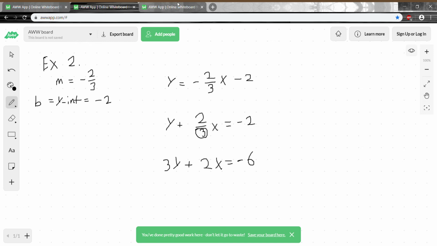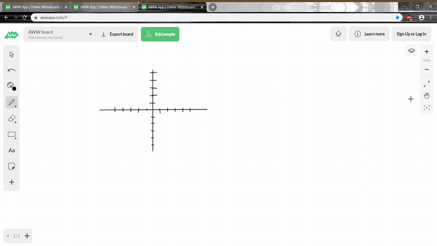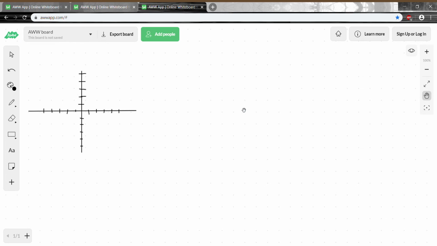Okay, so we're going to go to example 3 in your book. I have drawn a coordinate sheet for us. So let's see how it works. Now, the slope determines how steep the line is. So a really large slope is a very steep line, where a small slope is a shallow line.